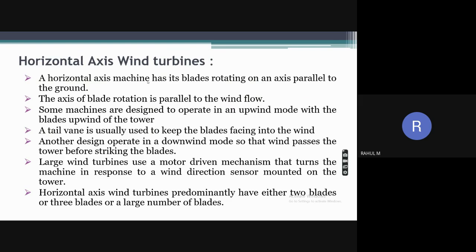Okay, so you will note down these points. Horizontal axis wind turbine, so you will note these points.